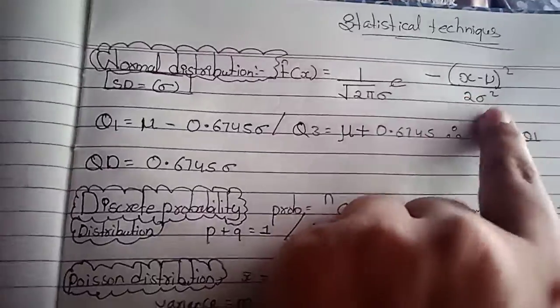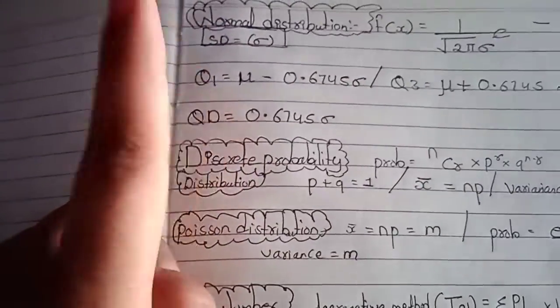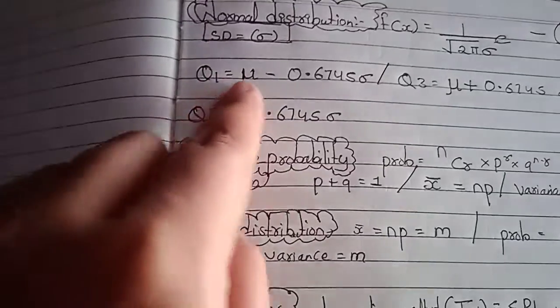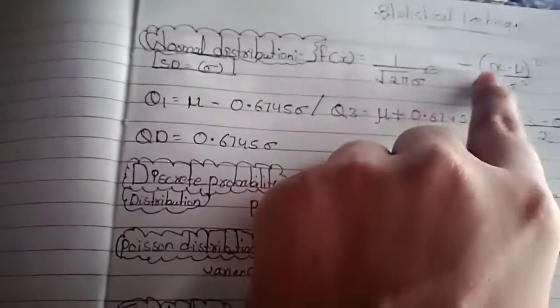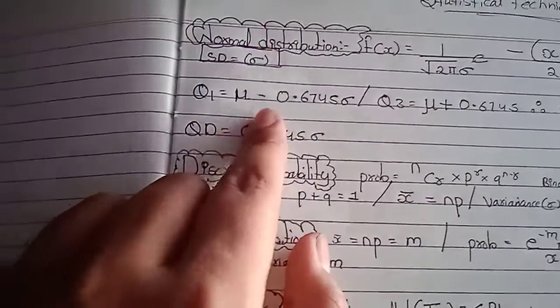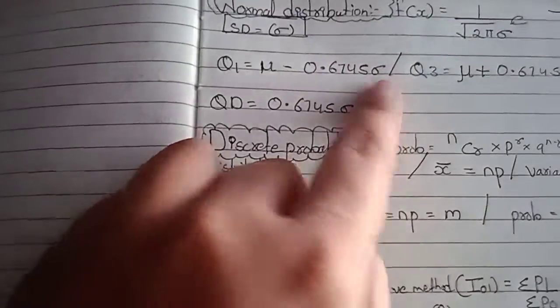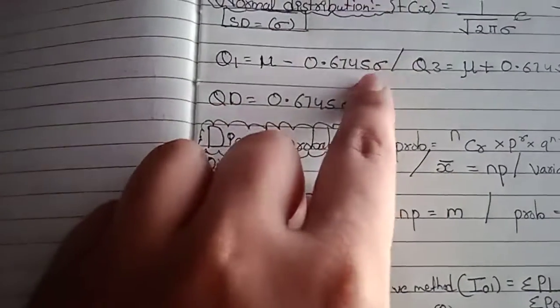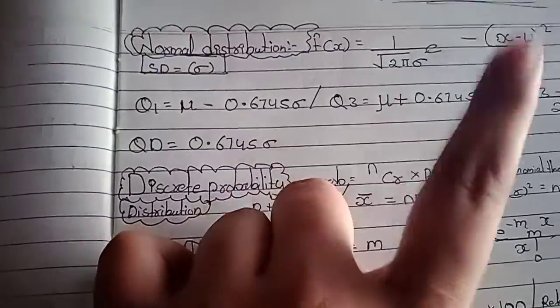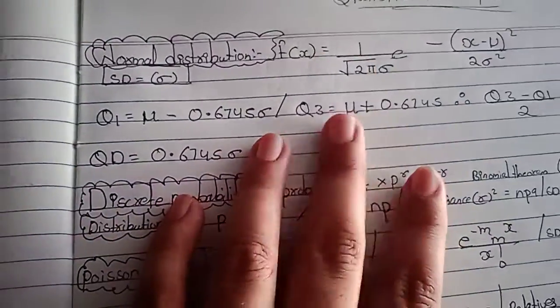If you have to find Q1, then you have to put the formula: u means the mean, so Q1 is the mean minus 0.67456 times the standard deviation. Then you have to find the standard deviation and put it in. For Q1 you have to do minus, and for Q3 you have to do plus.